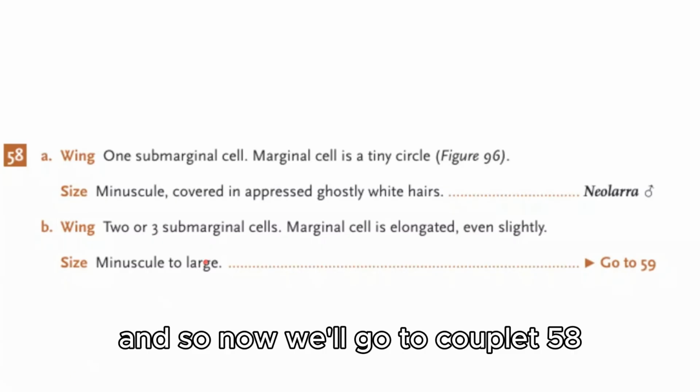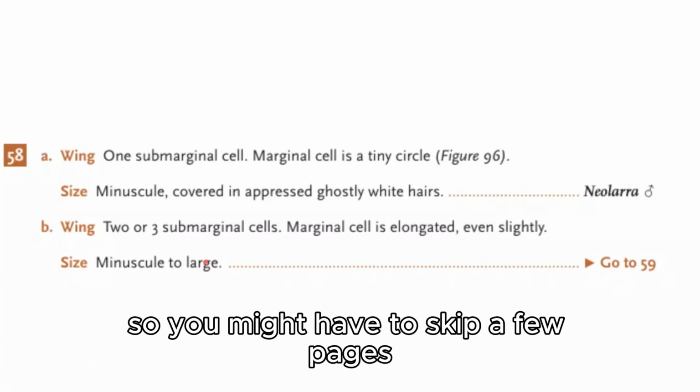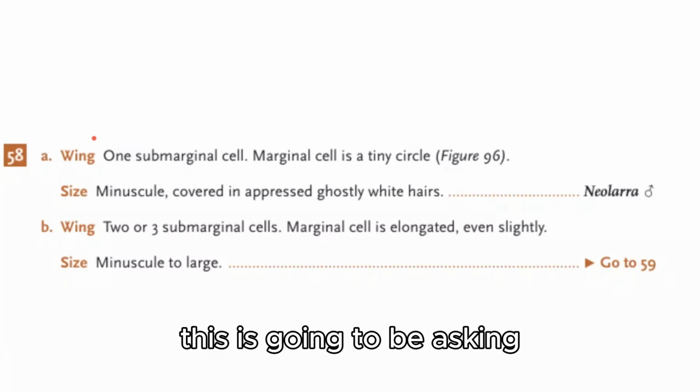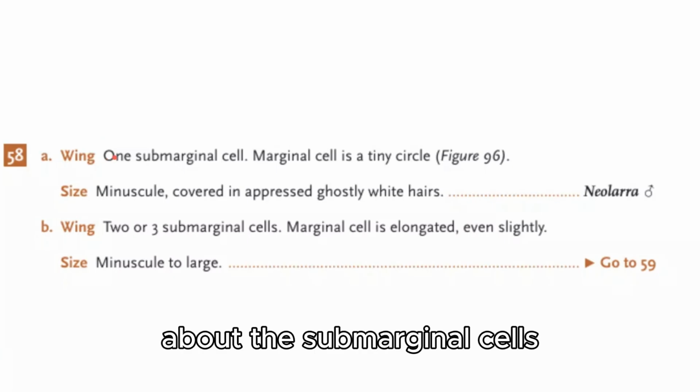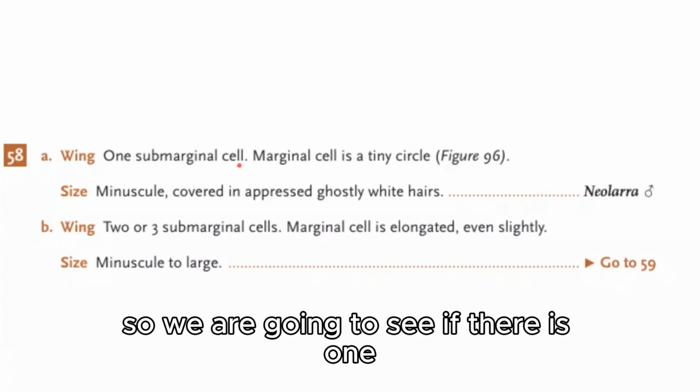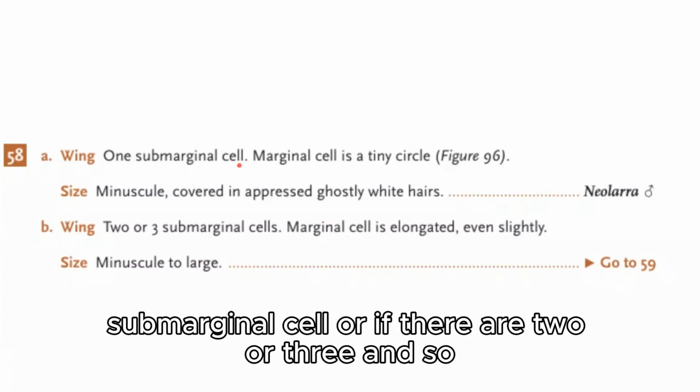And so now we'll go to couplet 58. So you might have to skip a few pages. Now we're going to be focusing on the wing. And so this is going to be asking about the submarginal cells. This is where the diagram really comes in handy. So we are going to see if there is one submarginal cell, or if there are 2 or 3.